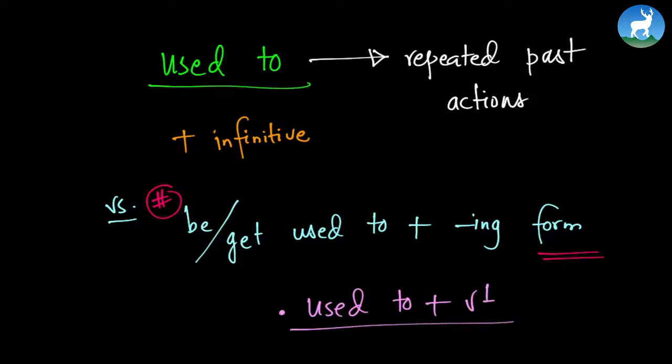Alright, now let's go to the second structure that we shall be dealing with, and it is would. We're going to use would when we talk about past actions. You can say something like this.